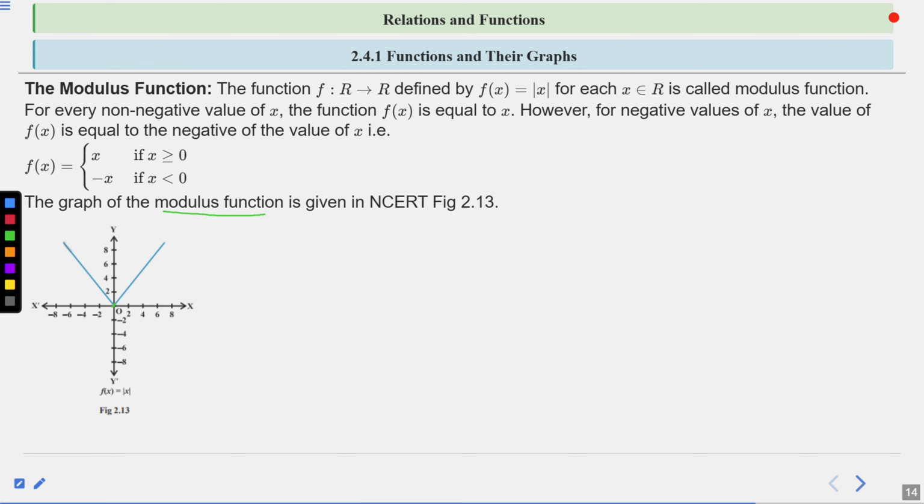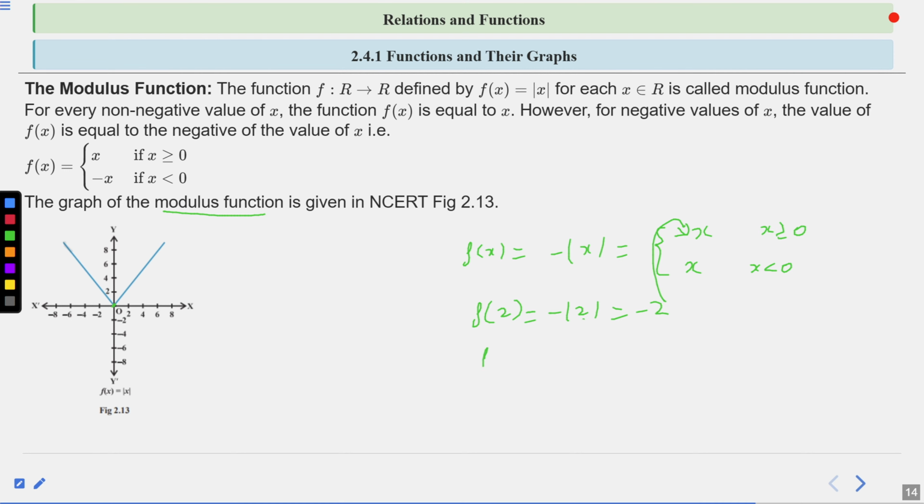If you have a minus sign outside the bar, it is quite simple. So the output will be minus of x if x is greater than or equal to 0, and x if x is less than 0. You can easily verify this. What will be f of 2? F of 2 is going to be minus of modulus of 2, and you know the modulus of 2 is nothing but 2. So the output is minus 2, which verifies this.